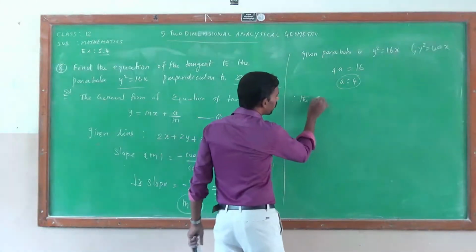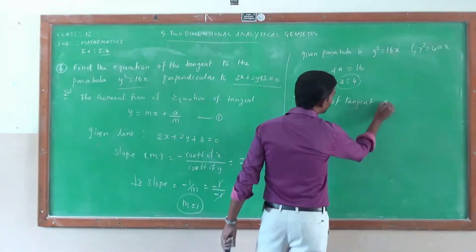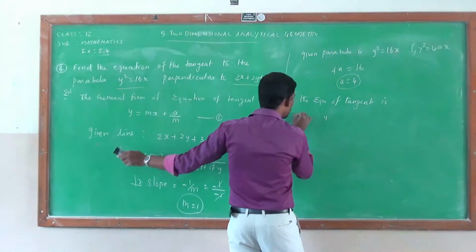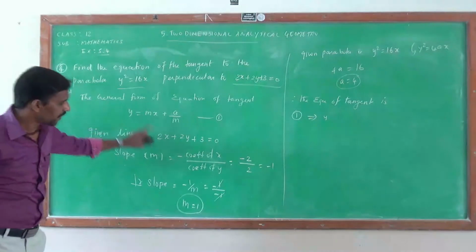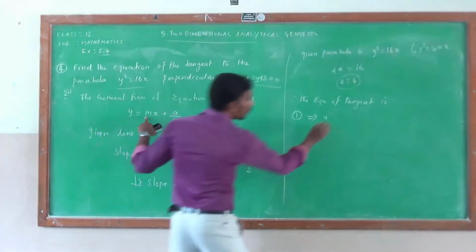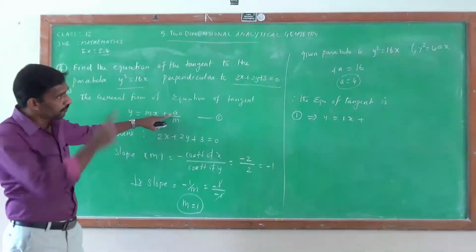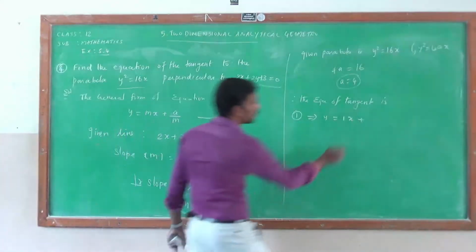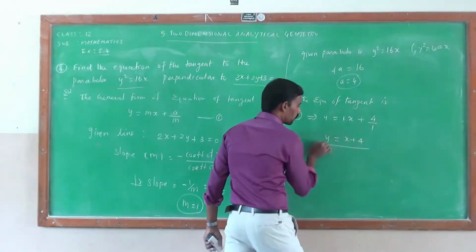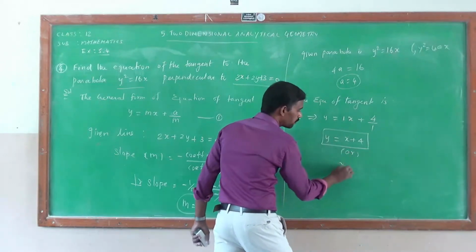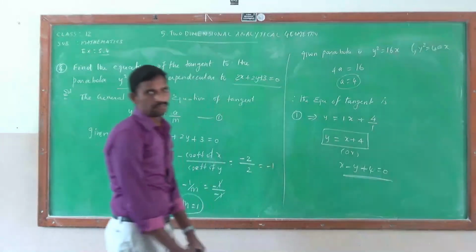Therefore, the equation of tangent is y is equal to, what is the value of m? 1. So y is equal to 1 into x plus, what is the value of a? 4. Then m is 1. This is nothing but 4 divided by 1, which is y is equal to x plus 4, or x minus y plus 4 equal to 0. Thank you so much.